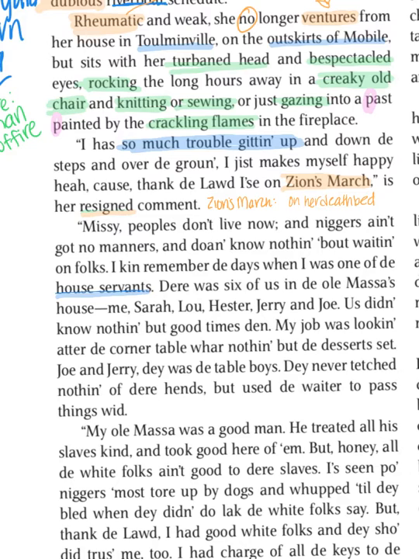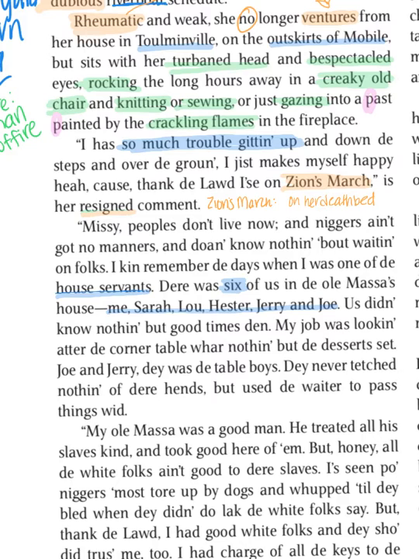There was 6 of us in the old massa's house. Oh, numbers are important. Make sure you highlight them. 6 of us in the old massa's house. Me, Sarah Lou, Hester, Jerry, and Joe. Us didn't know nothing but good times then.